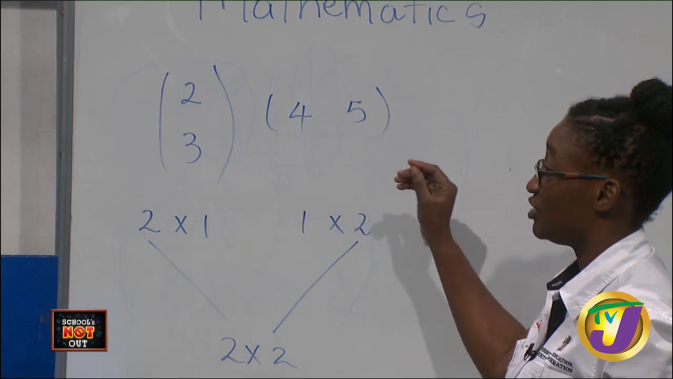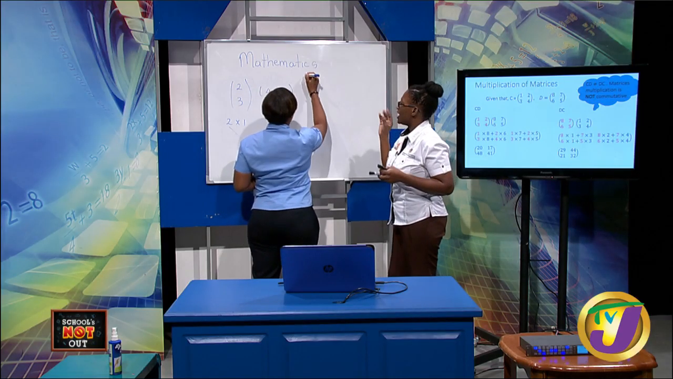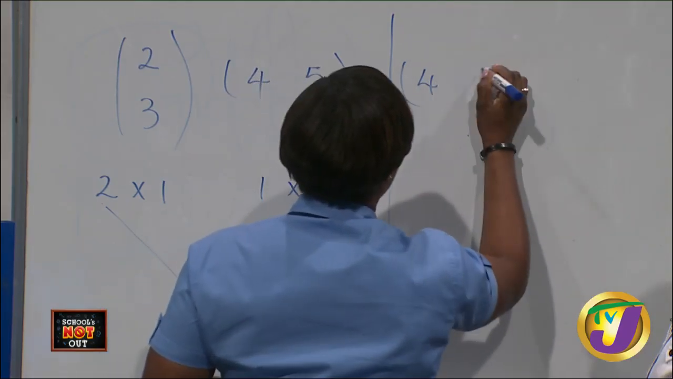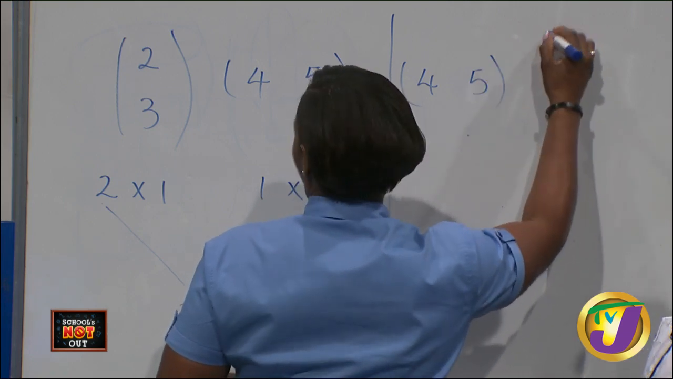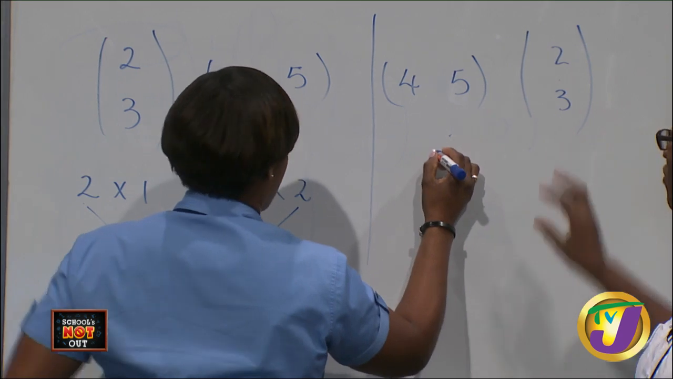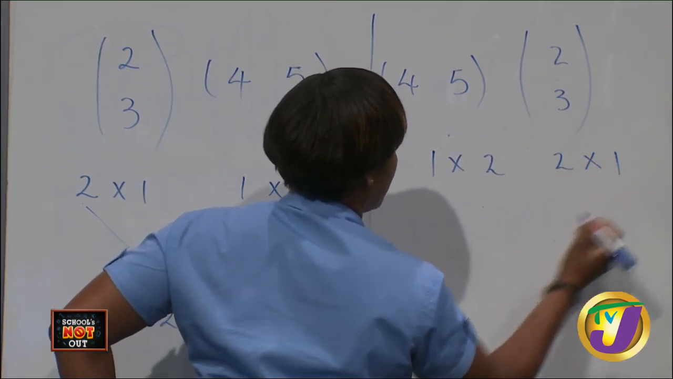These are not square matrices. So let's flip the order of the arrangement. Let's just change how we input it. We have 4, 5, then we have 2, 3. Please put the order of the matrix, so this is our 1 by 2, and this is our 2 by 1.